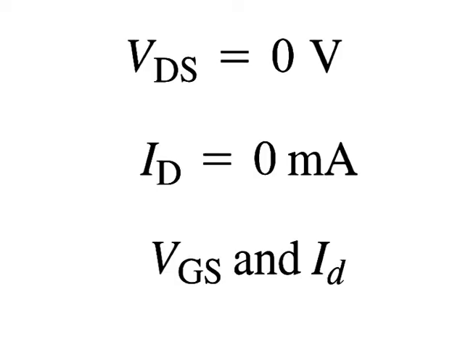A Q point at the origin is achieved by using a capacitor in the drain circuit of the JFET. This makes the DC quantities VDS equal to 0 and ID equal to 0 milliampere. So, the only variables are VGS and Id, the AC drain current. At the origin, you have the AC drain current controlled by VGS.